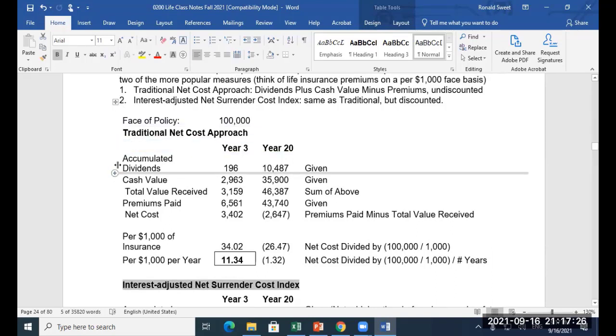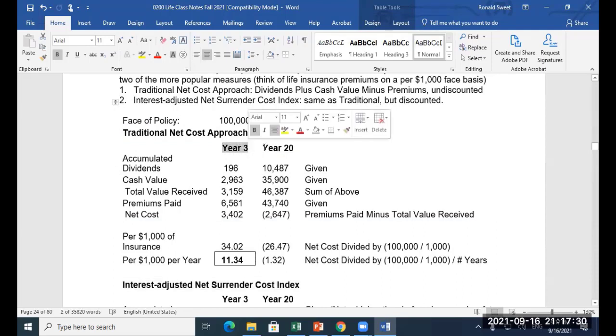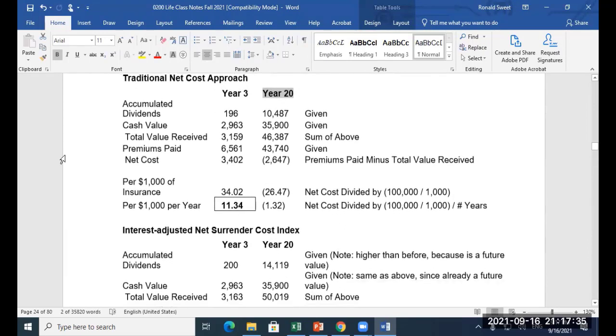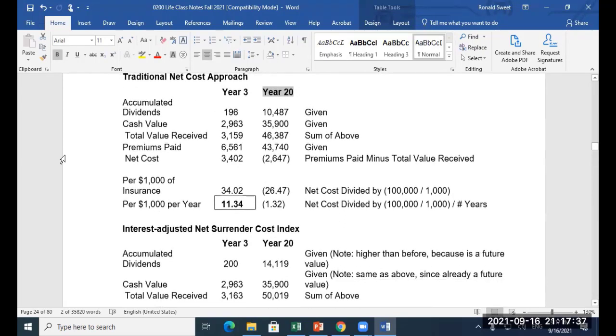So what the traditional approach does is they look at the policy maybe after 3 years or maybe after 20 years, and they want to see how much does this policy cost you after you put everything into place. So they say after 3 years, this policy paid you $196 in dividends. So that's money coming back to you. It's got a cash value at the end of 3 years, $29.63. So if you cancel the policy, you would get $29.63, plus you got $196 of your money back.